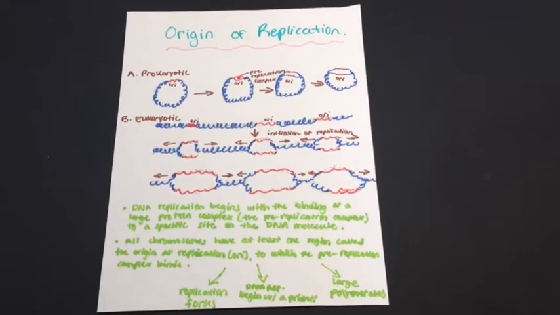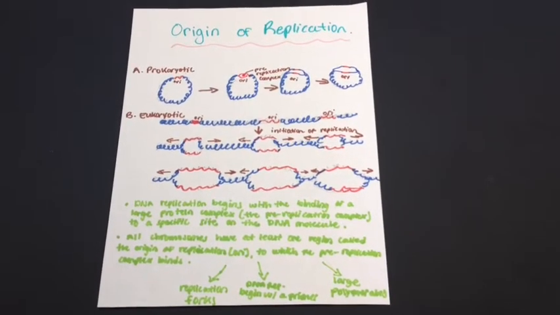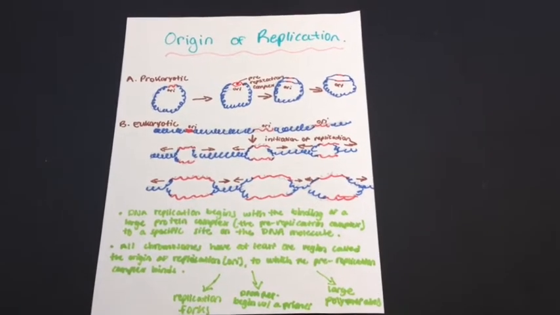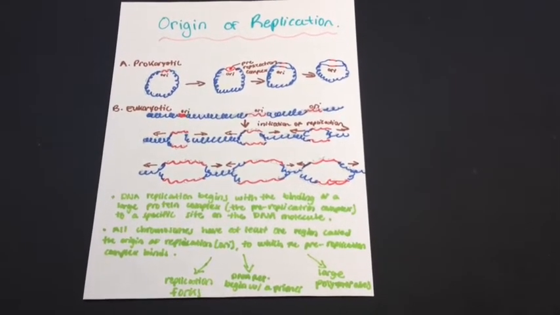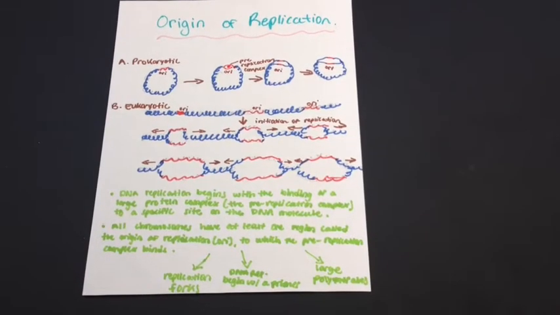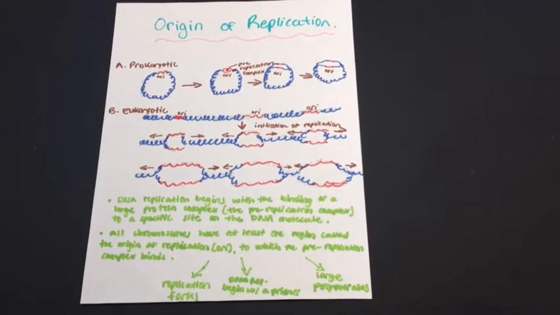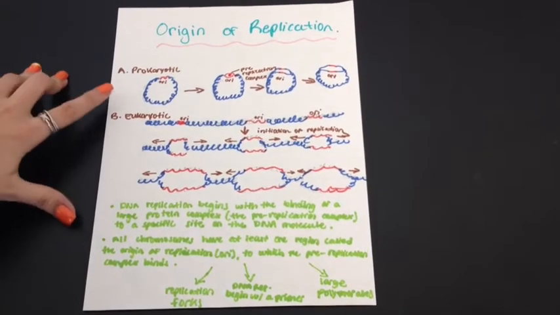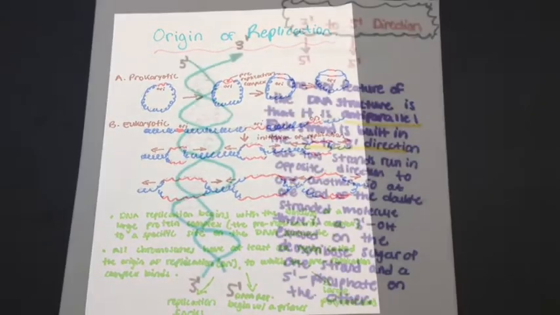Origin of replication. DNA replication begins with the binding of a large protein complex, the pre-replication complex, to a specific site on the DNA molecule. All chromosomes have at least one region called the origin of replication, ORI, to which the pre-replication complex binds. This is an example of a prokaryotic and a eukaryotic origin of replication.